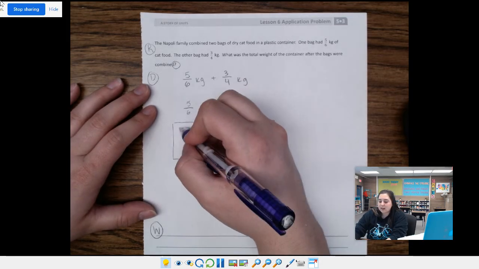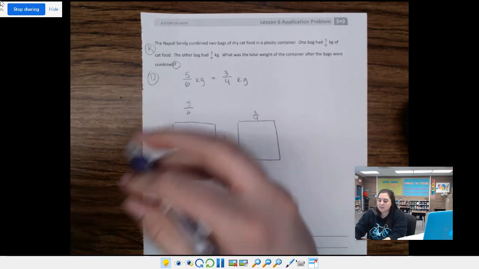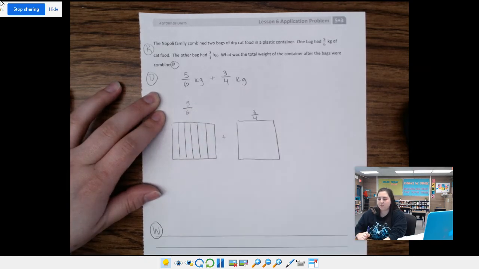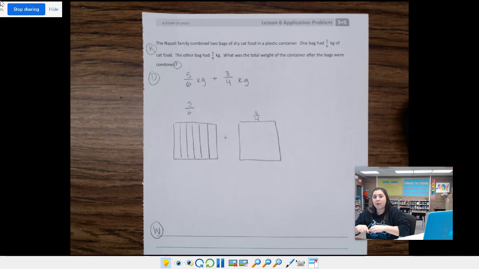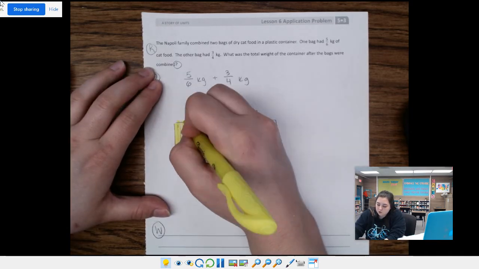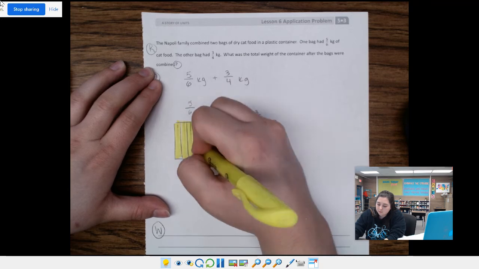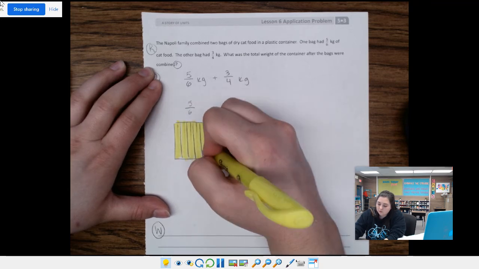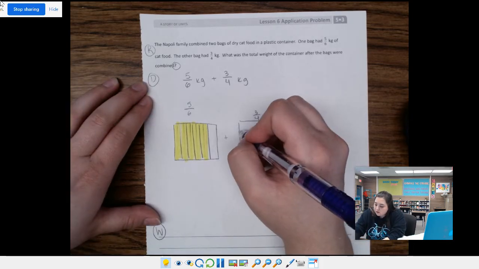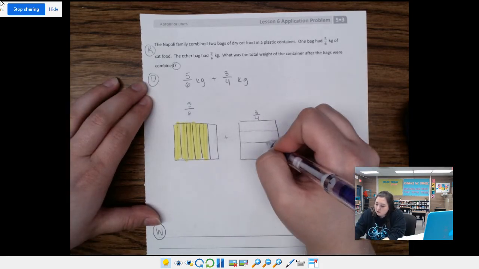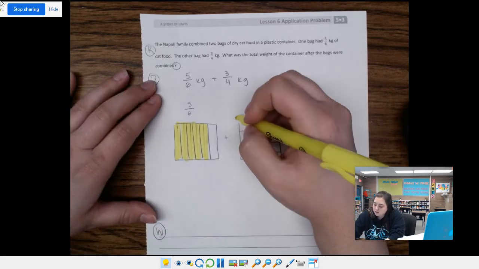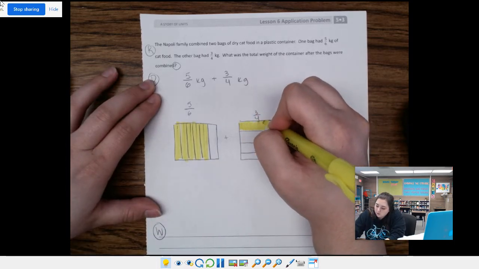Okay, to make 6, I need 5 lines. 1, 2, 3, 4, 5. And I'm going to shade in 5 of the 6 pieces. 1, 2, 3, 4, 5. And 3/4, I said I'm going to go the other direction. There's 4 pieces, and I'm going to shade in 3 of the 4 pieces.